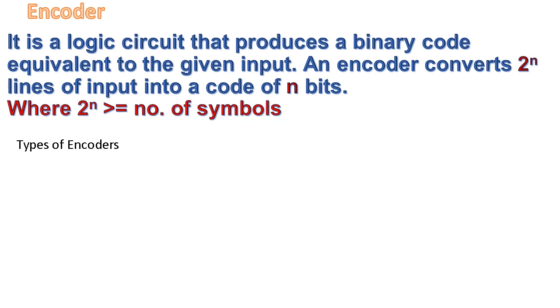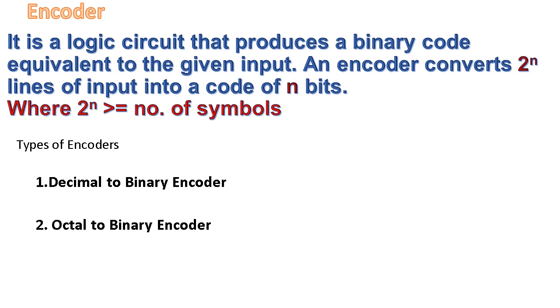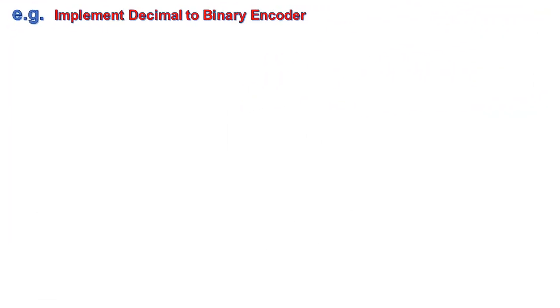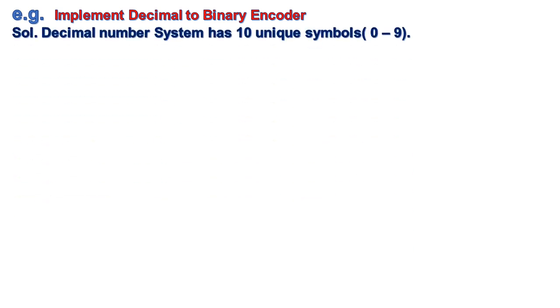There are various types of encoders: decimal to binary encoder, octal to binary encoder, and hexadecimal to binary encoder. Here we take one example: decimal to binary encoder. A decimal number system has 10 unique symbols from 0 to 9.